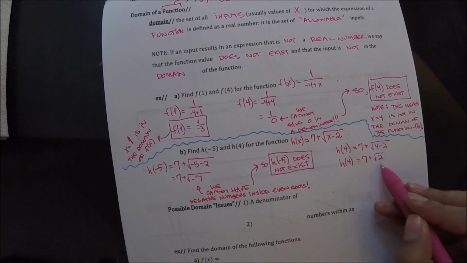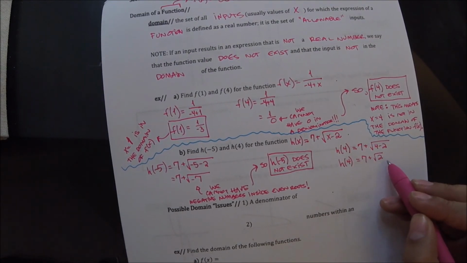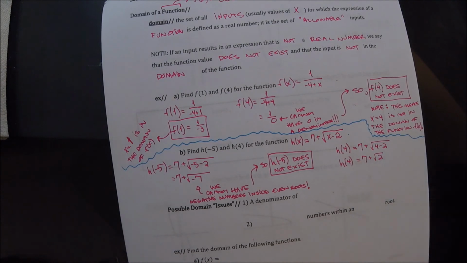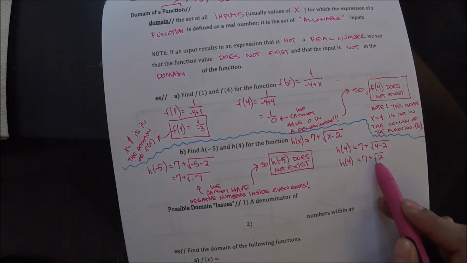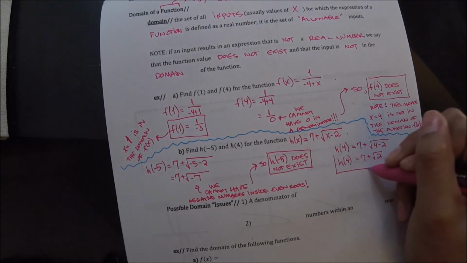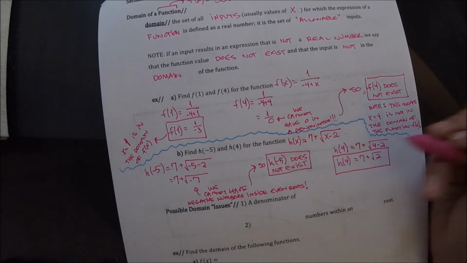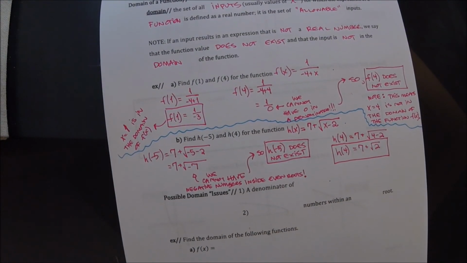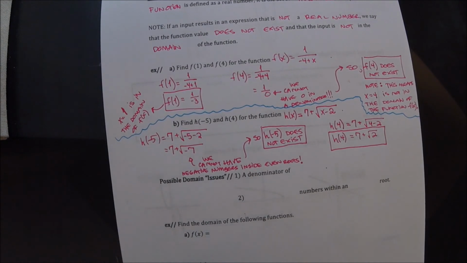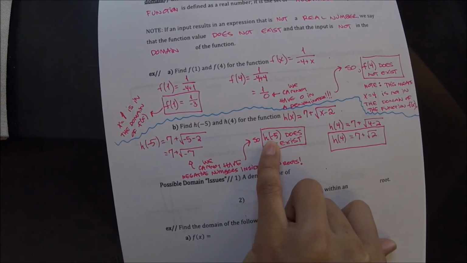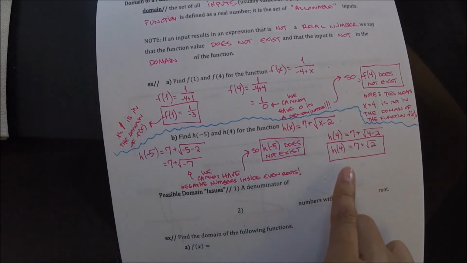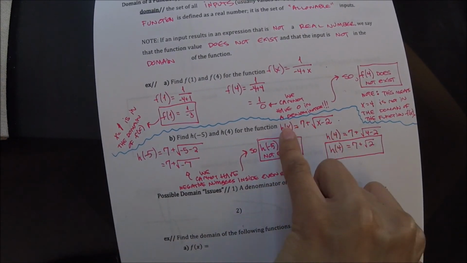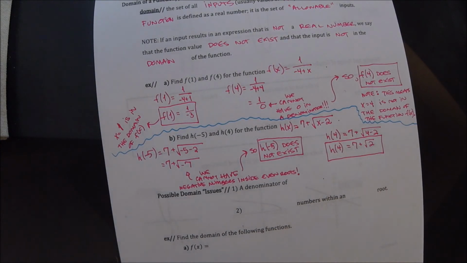And so we didn't have that same issue this time. This is perfectly allowable. We always want to simplify as much as possible, but these are not like terms. We can't add 7 plus root 2 together, so we just leave this as our final answer. We can't go any further. So for this one, the number negative 5 is not in the domain of the function h, and 4 is in the domain of that function.